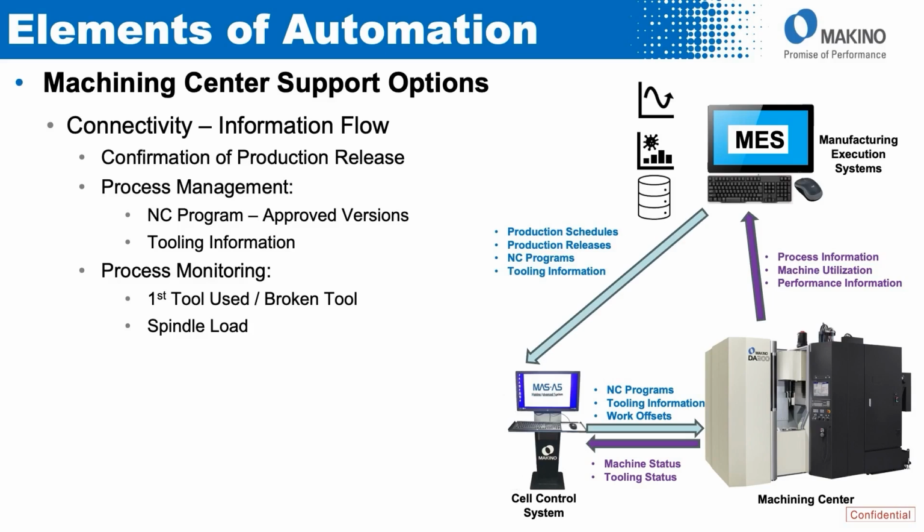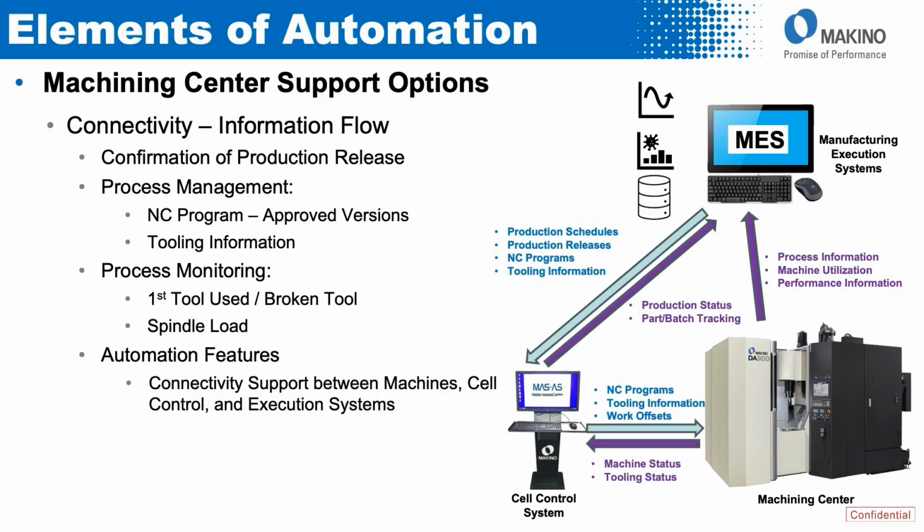Now, once you're running, we want to look at providing feedback as far as how that process is going. I talked about it with the machine options, but now from a systemic perspective, we're able to feed that information out of the machine tool back into the cell control system or up into the manufacturing execution system. And that information can include process information, your machine utilization numbers, performance information, the status of that machine, and also the status of your tooling.